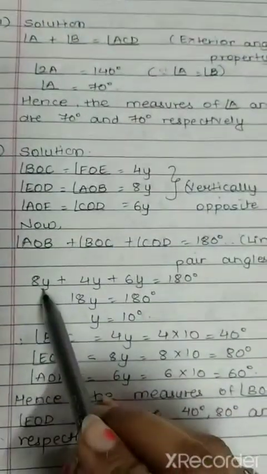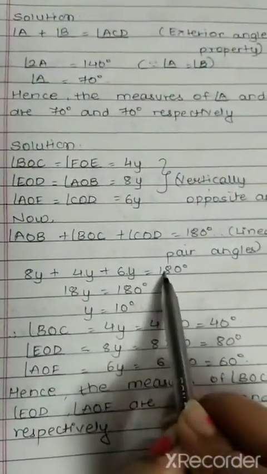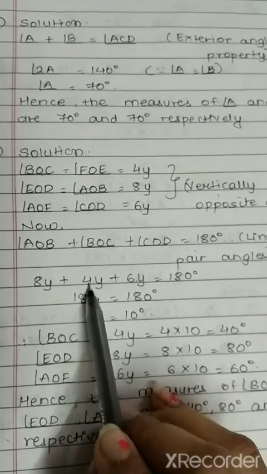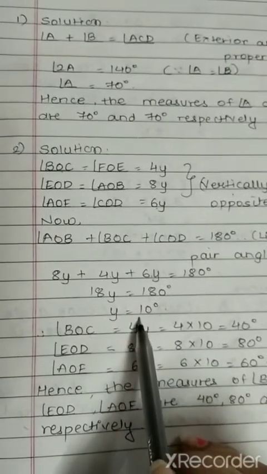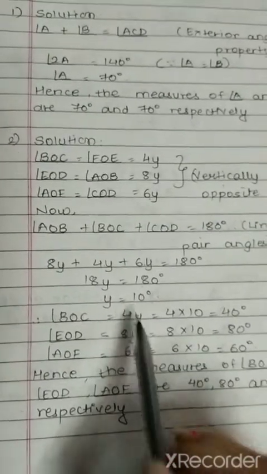That is what we have used. 8y plus 4y plus 6y is 180 degree. 8 plus 4 is 12. 12 plus 6 is 18. So 18y is equal to 180 degree. y will be 18 tens are 180. So the value of y is 10 degree.